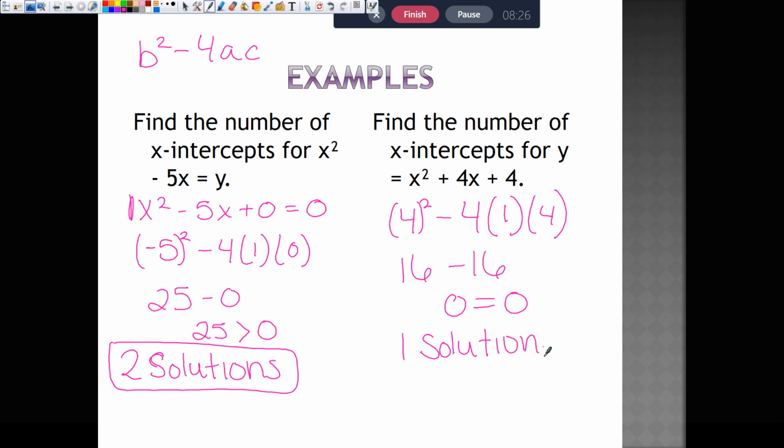Yes, Jack. So we're just simplifying it and then solving, and seeing if it's equal to, greater than, or less than 0. If it's equal to 0, it has 1 solution. If it's greater than 0, it has 2 solutions. If it's less than 0, it has 0 solutions. Okay?